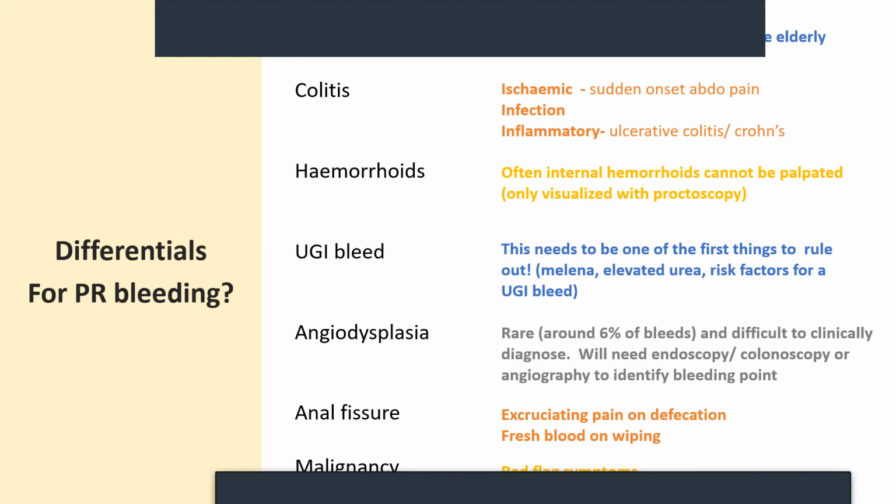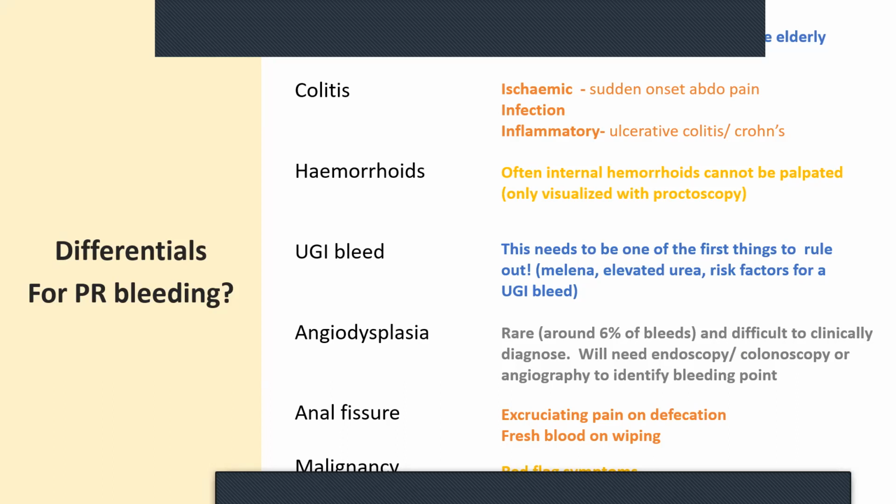However, you also need to think about whether or not there might be colitis, whether it's ischemic. So ischemic is when patients have sudden onset abdominal pain. And the classic history is abdominal pain with a background of AF. Also, you need to be able to rule out infection and also whether or not this could be inflammatory bowel disease. Other things are also quite common, such as hemorrhoids, but normally hemorrhoids are really hard to see unless they're all externalized, such as third or fourth degree hemorrhoids.